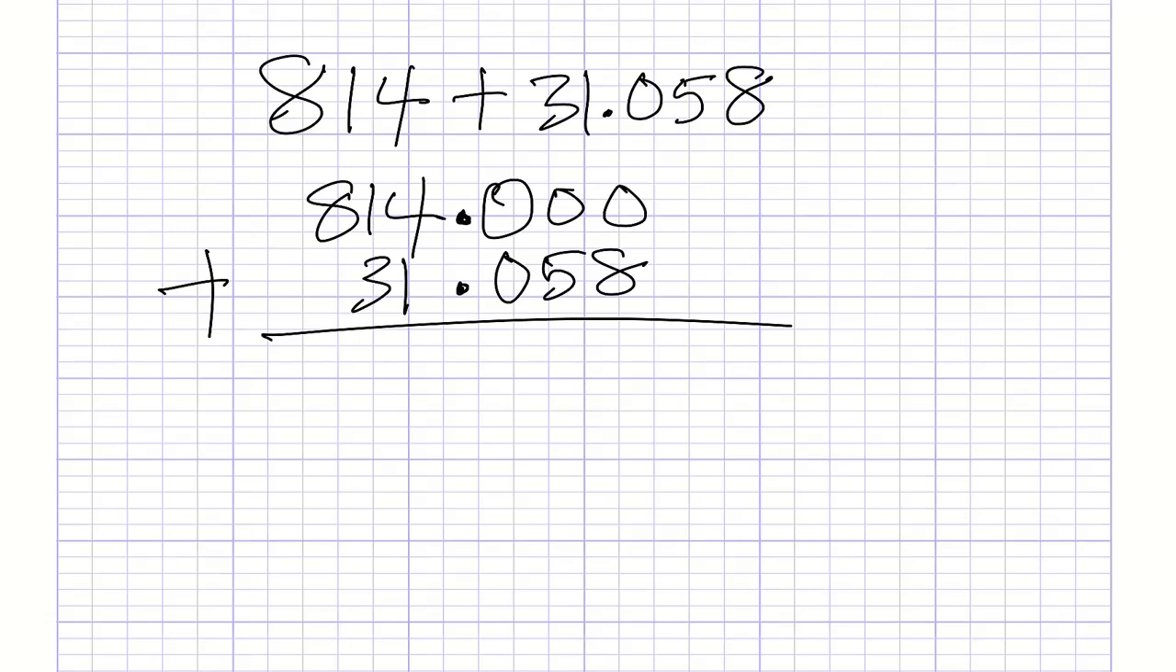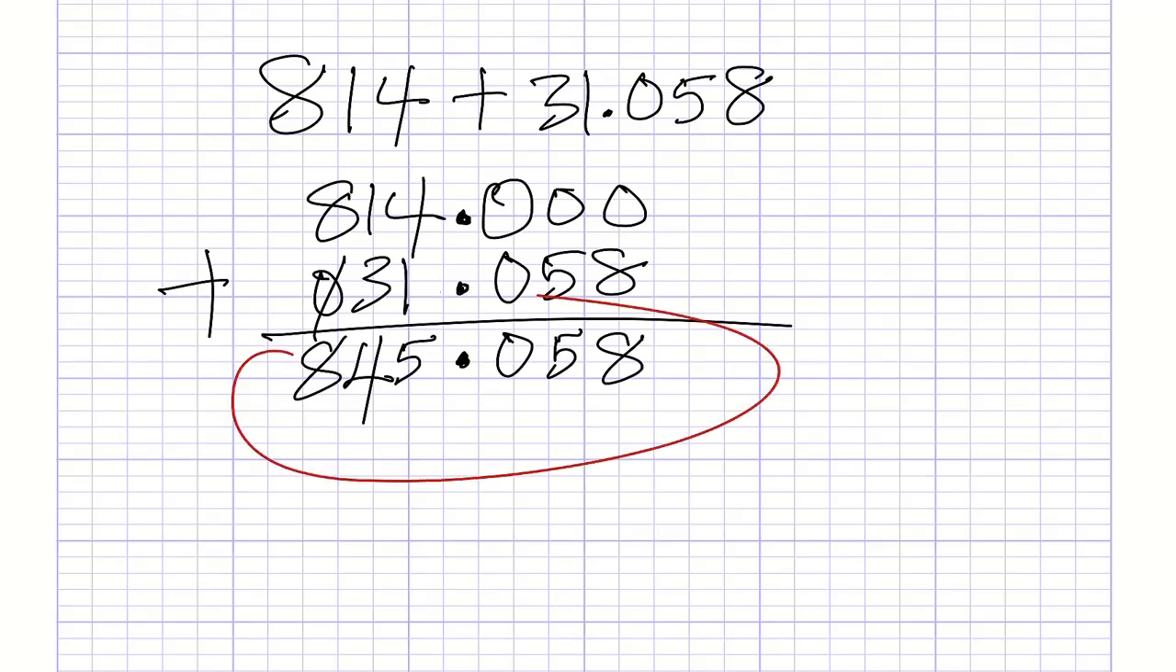So 0 plus 8 is 8. 0 plus 5 is 5. 0 plus 0 is 0. You put the decimal point there. 4 plus 1 is 5. 1 plus 3 is 4. You bring 8. There's a 0 here, but we don't care. You bring the 8 down. See right there, that's the solution you're looking for. Nothing to be scared of. You see that? We can do subtraction the same way.